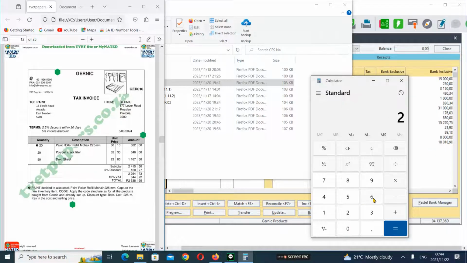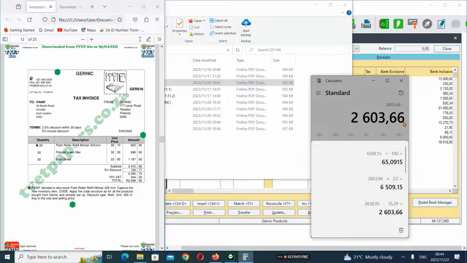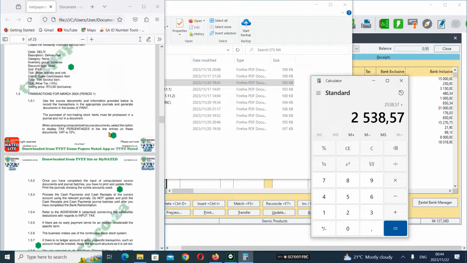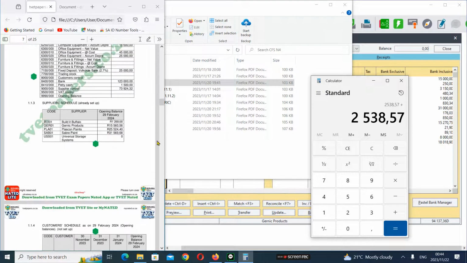Okay, not 20. It is 2603,66 minus 65,09, and then the total will be this amount, and we need to say this plus that 15,560,56, and then we will have this amount.